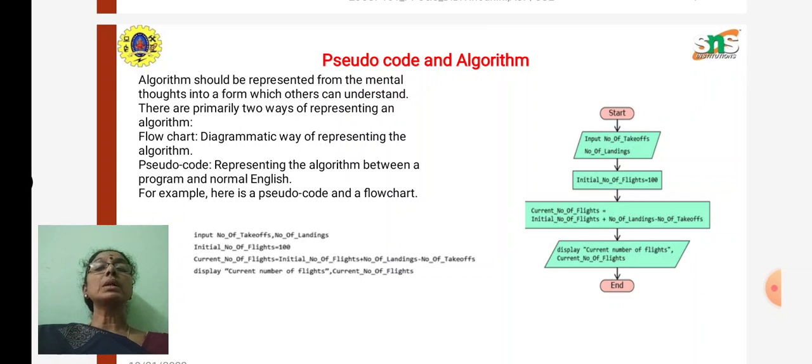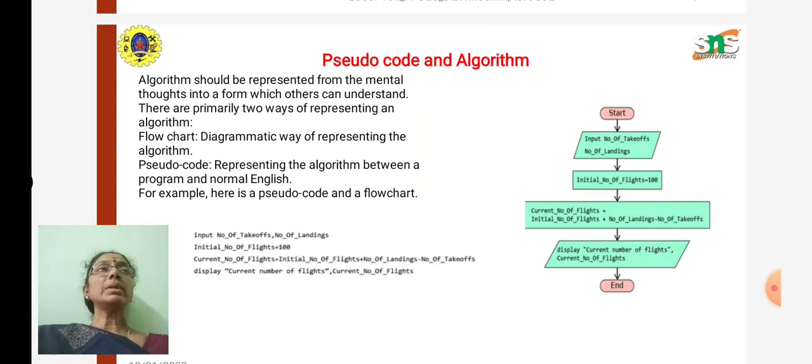One is a flowchart, the other is pseudocode. A flowchart is a diagrammatic way of representing an algorithm, and pseudocode represents the algorithm somewhere between a program and normal English. In pseudocode, we can use simple English and also some coding parts of the program. For example, here is a pseudocode and flowchart of the above problem's solution.